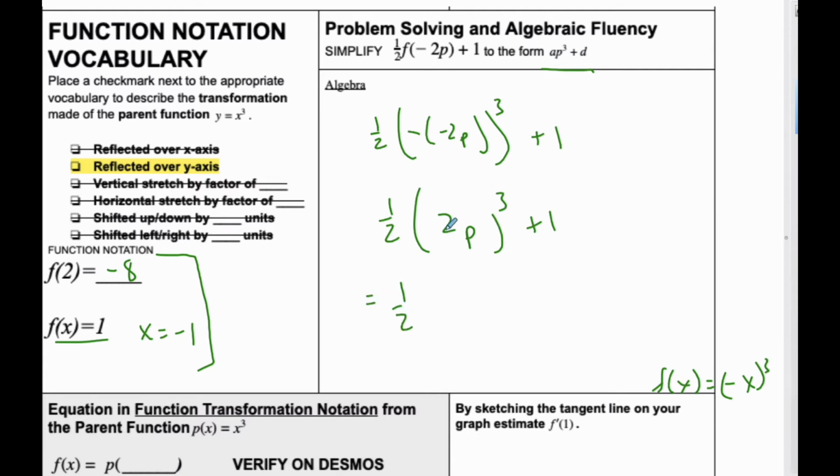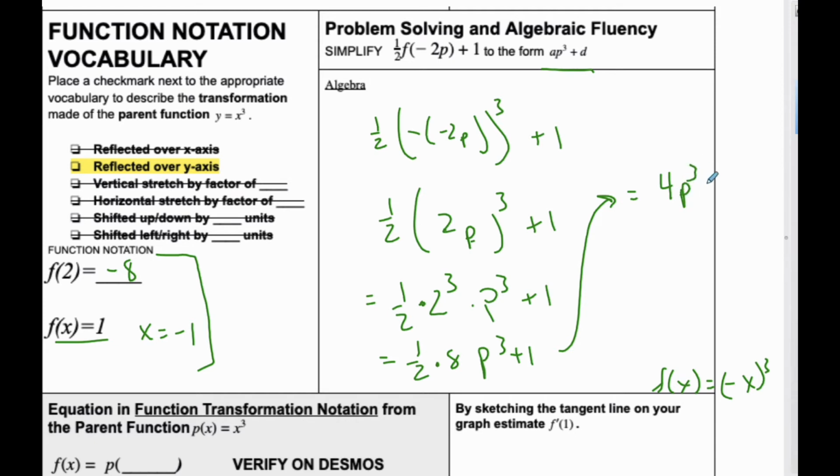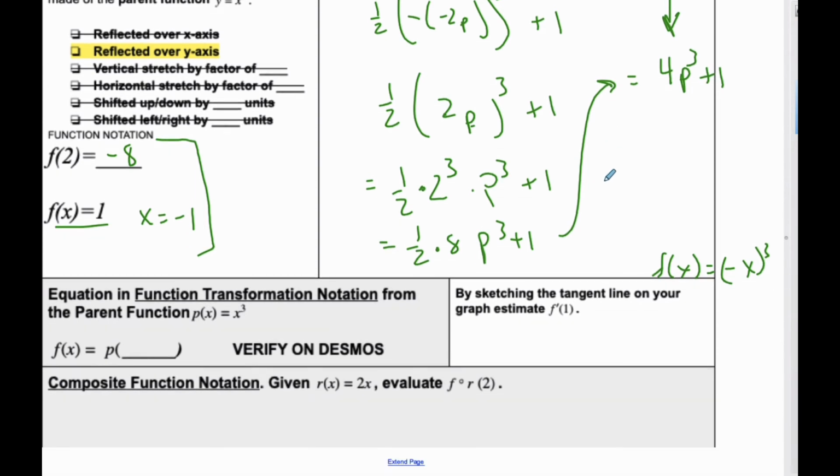Now this cube talks to the 2 and the p, so it's going to be 2 cubed times p cubed plus 1. Well, this is 1/2 times 8 times p cubed plus 1. Well, and that is 4p cubed plus 1. And I know I'm done if this looks like that, which it does. Continuing along through here, it says sketch the tangent line on your graph f prime at -1.